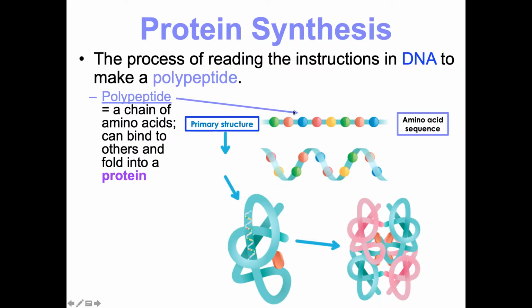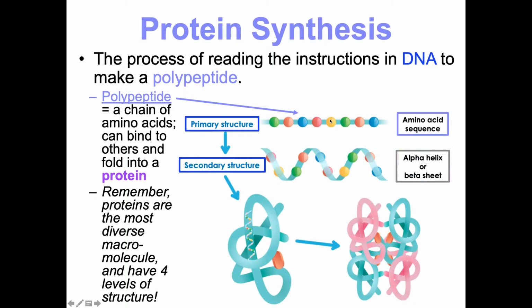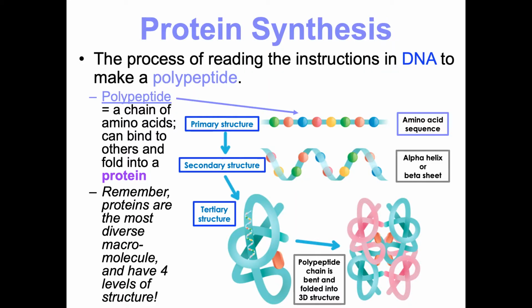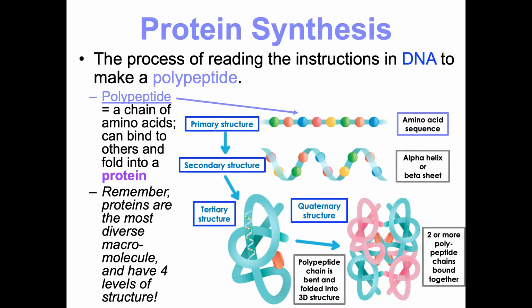Their first, primary structure is the sequence of amino acids that makes the polypeptide chain. Then that gets folded into a beta sheet or twisted into an alpha helix, which then is either bent or folded into a more three-dimensional shape, which then combines with 2 or more polypeptide chains to form the final protein structure. Remember, form dictates function, meaning the shape determines what the protein does, and proteins are the most diverse macromolecule. So it makes sense that they would have so much variation in their structure so that they can do all the things that they do.